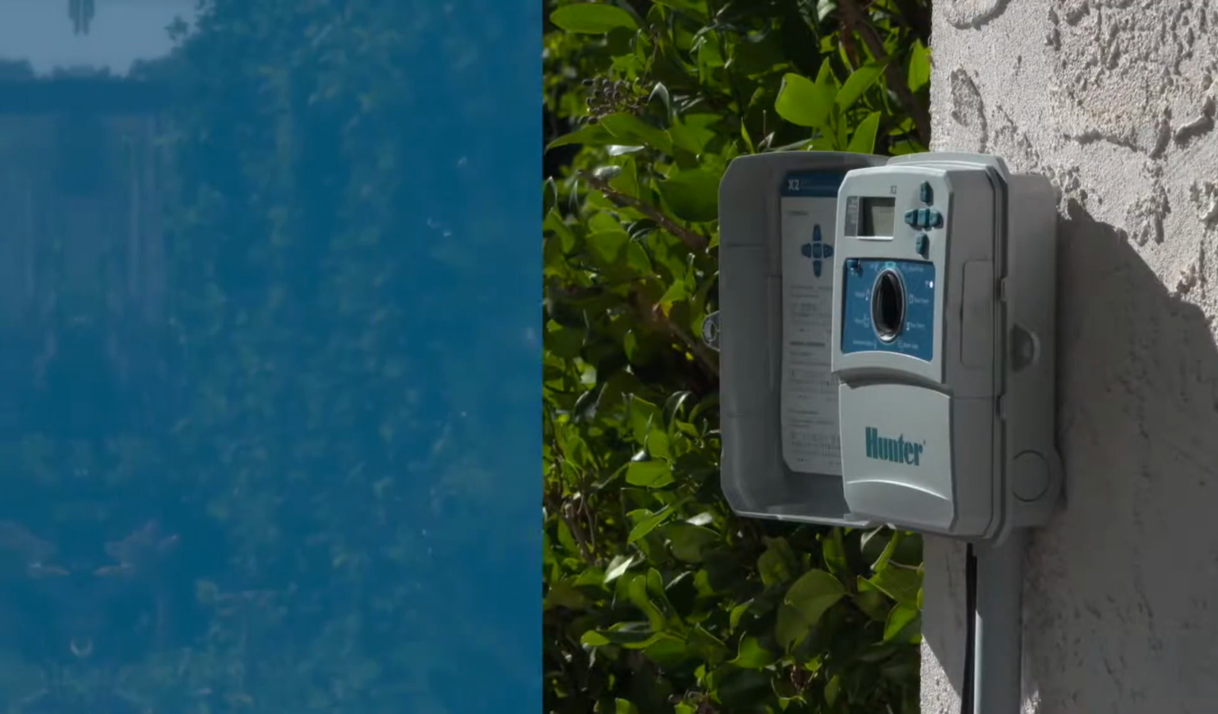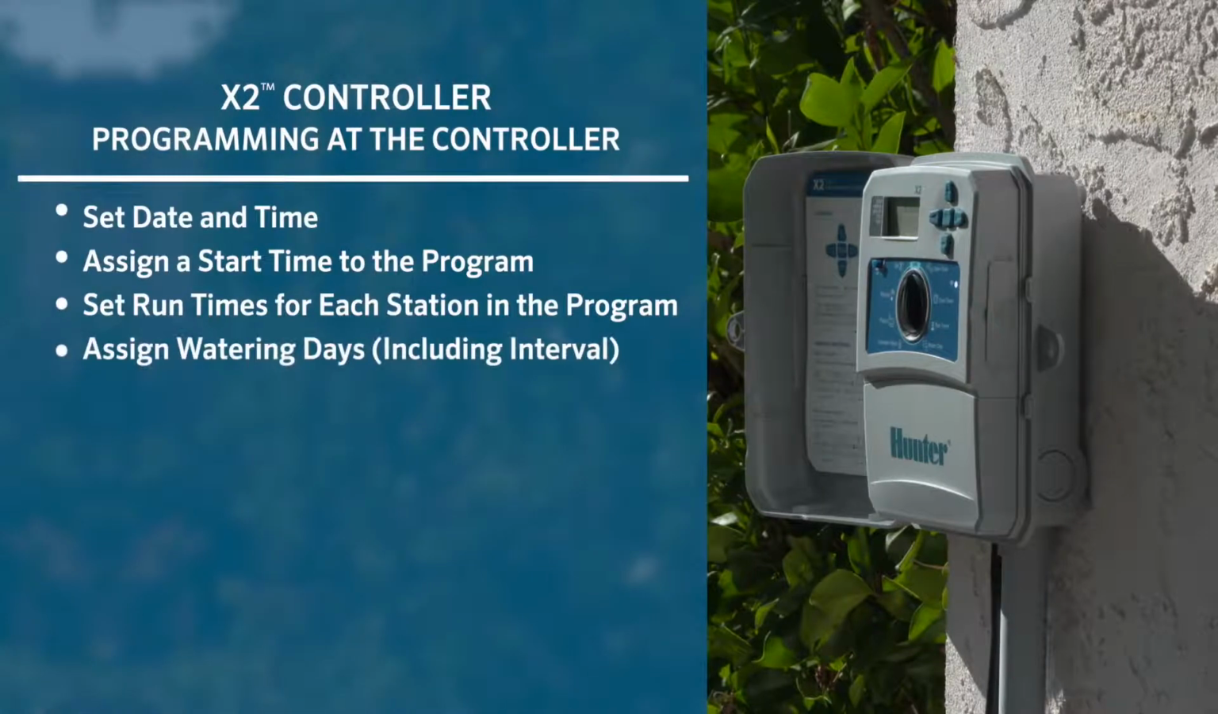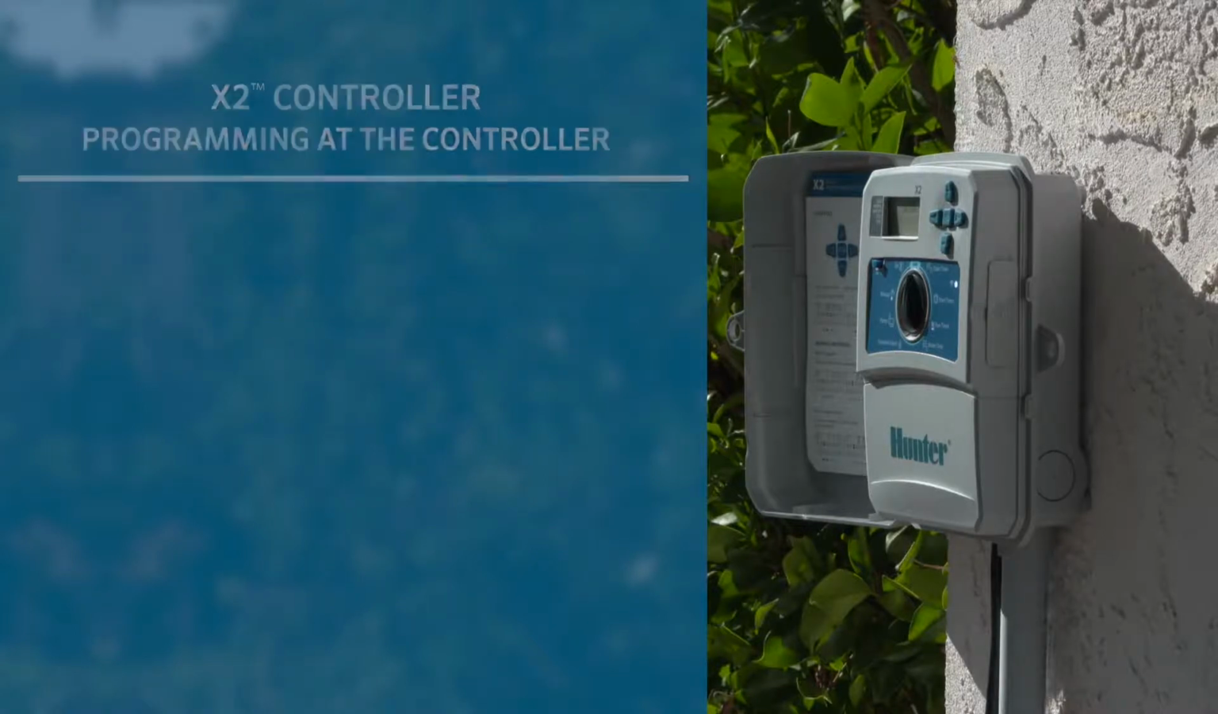This is an overview of basic offline programming with your X2 controller. Throughout this video, we will cover basic programming steps required for an irrigation program. We will show you how to set the date and time, how to assign a start time to the program, how to set run times for each station in the program, and how to assign watering days.